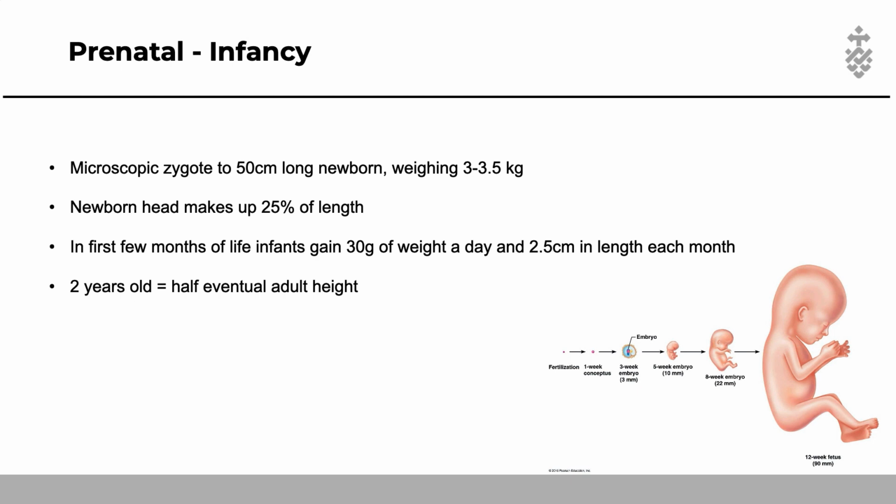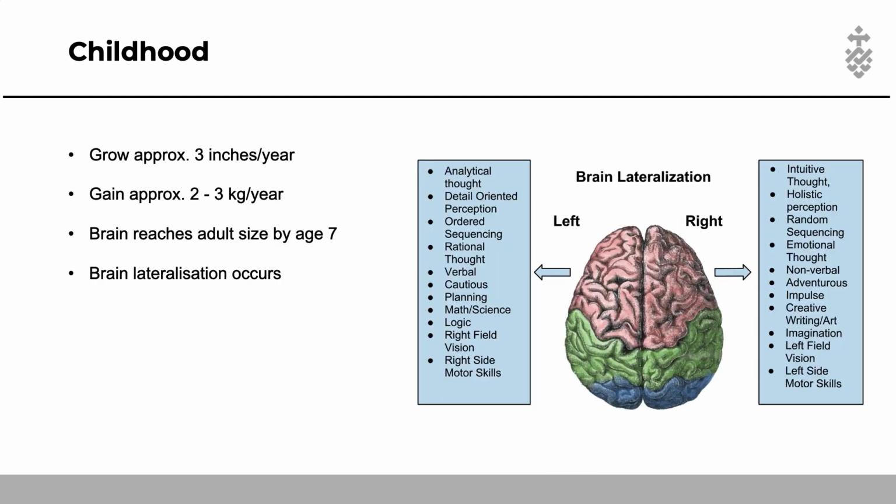So in the first few months of life, gaining about 30 grams of weight per day and growing about 2.5 centimeters each month. And by 2 years old, we're actually half of our eventual adult height, which you might not have thought previously. So if you go out onto the street, try and find a 2-year-old, you could pretty much guess that double them is going to be how tall they end up growing up. Okay, so during childhood, the rate of growth tends to increase at a slower rate than it does during those prenatal or infancy periods. So we're still growing, just not as fast as we were.